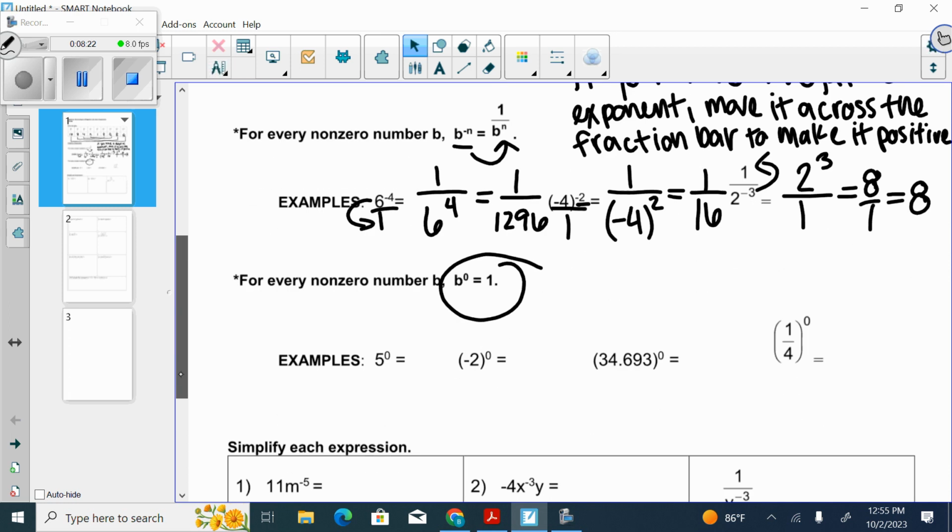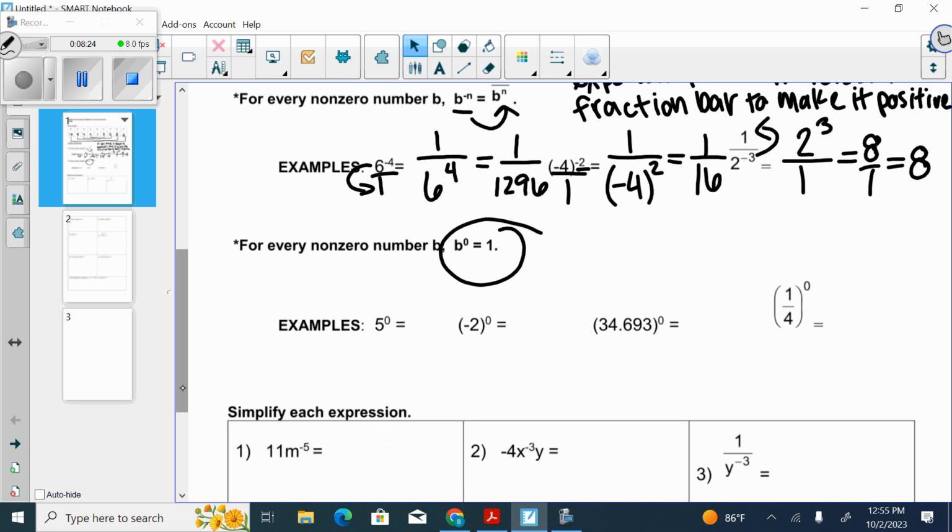So what's 5 to the 0 power? 1. What's negative 2 to the 0 power? 1. What's 34.693 to the 0 power? And 1/4 to the 0 power? 1. All right.